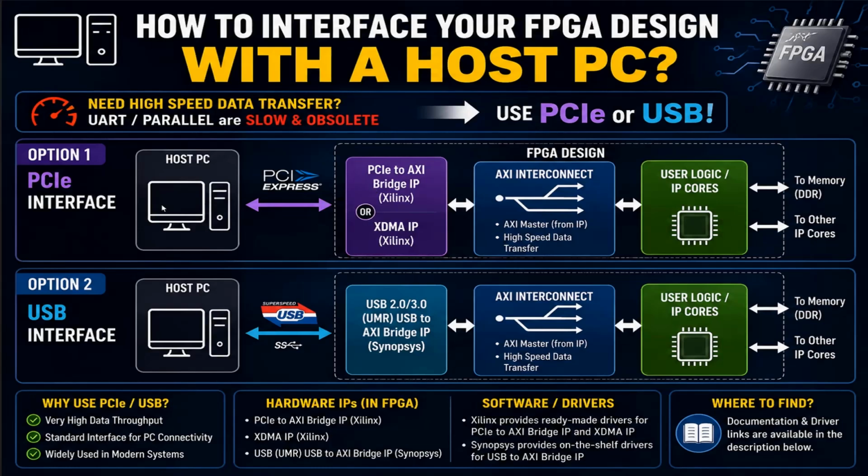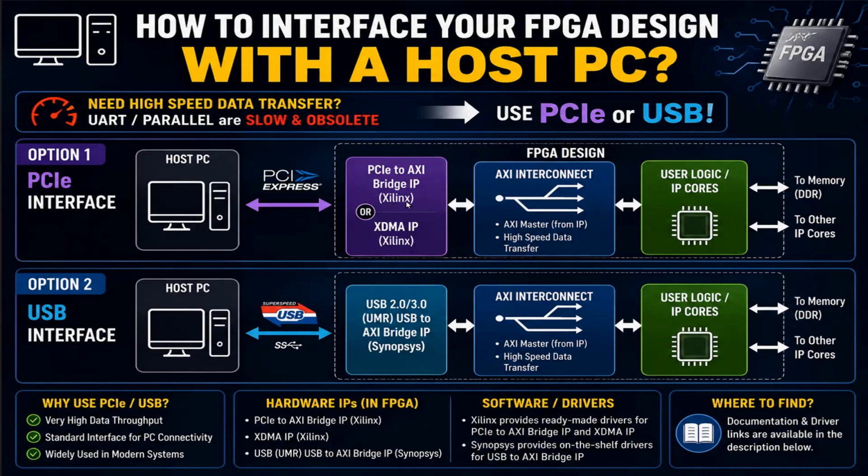So for PCI interface, you can use the PCI to AXI bridge IP from Xilinx, but this IP is obsolete. Instead of that, Xilinx has introduced a new IP called XDMA IP. This IP you can use in a PCI to AXI bridge mode. And its drivers are readily available. You can download them and start using it. Still a little bit of hands-on practice is required, but it is not that difficult.